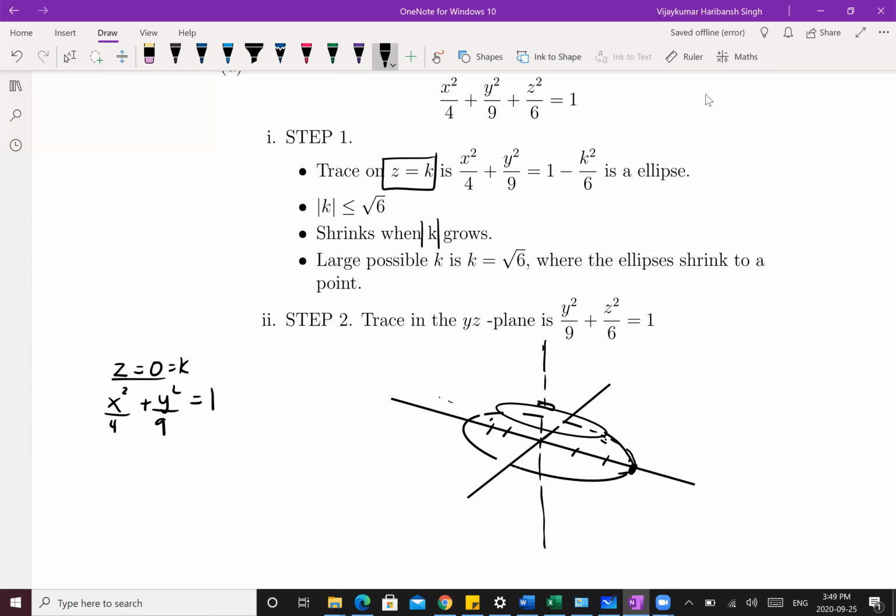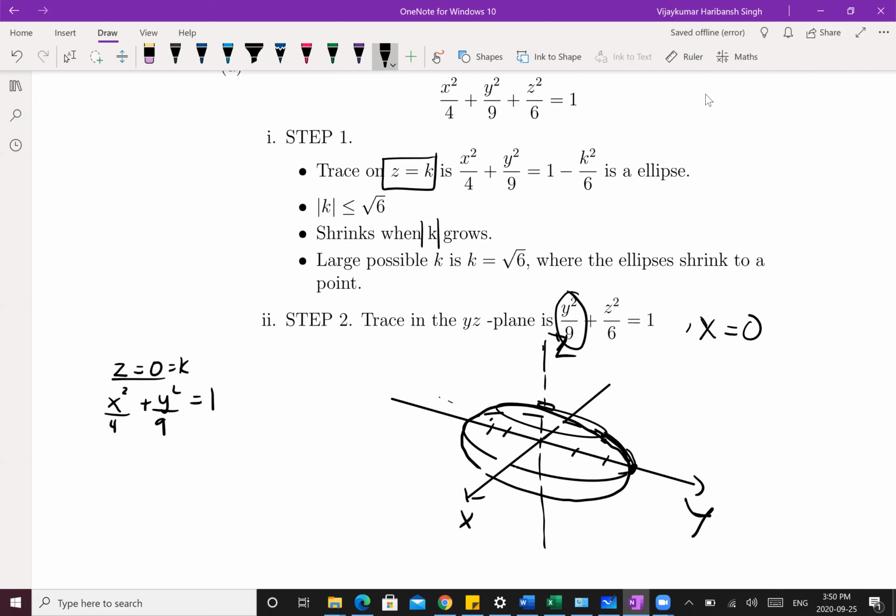Now, what about the trace in the YZ plane? If you take the YZ plane, this is your X, this is the Y and Z. In the YZ plane, it's also an ellipse. So in the YZ plane, we have y squared by 9 plus z squared by 6 equals 1. Your x is 0 in the YZ plane, so we have essentially an ellipse.